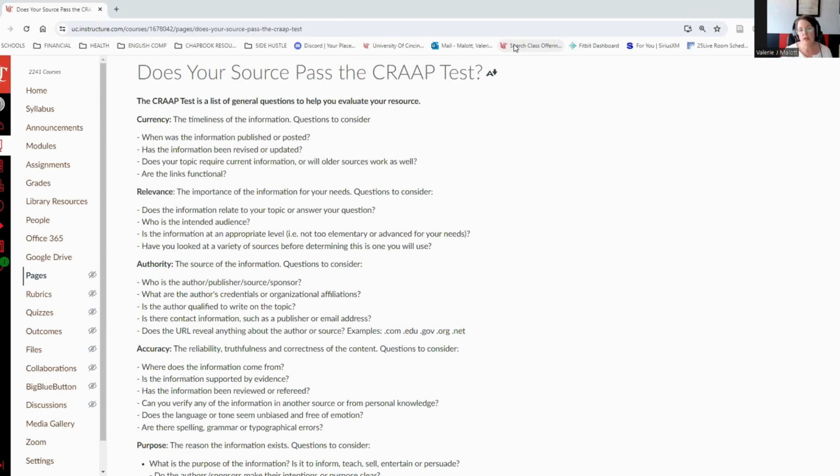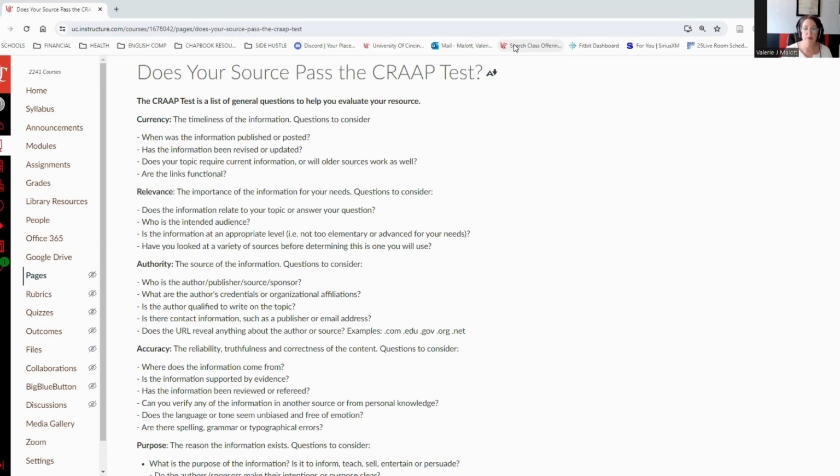Another thing to look for is accuracy. So again, we're looking at reliability, truthfulness, correctness, that kind of stuff. So you want to see where that information is coming from. How is it being supported by evidence? Do they use research done by other people? Do they cite other people? Do they give other people credit? Or is it just simply opinion?